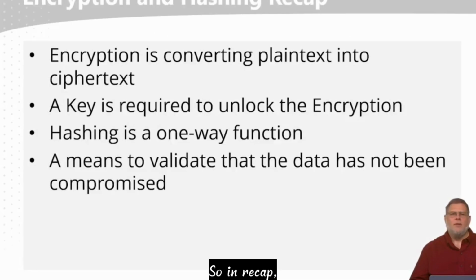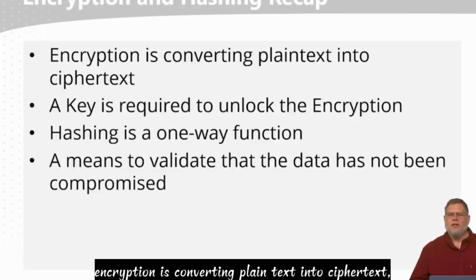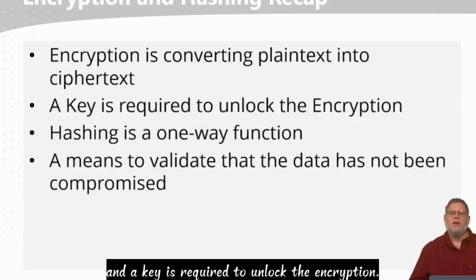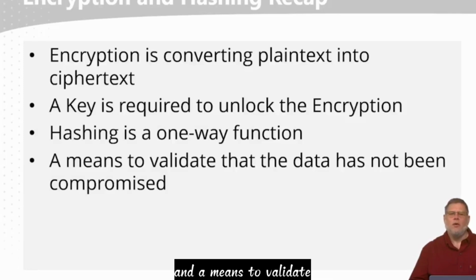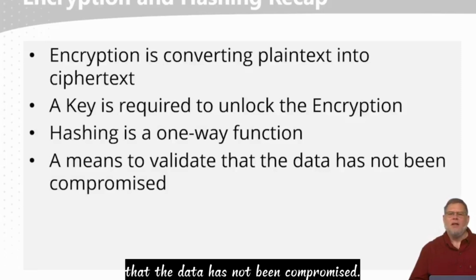So in recap, encryption is converting plain text into ciphertext, and a key is required to unlock the encryption. Hashing is a one-way function and a means to validate that the data has not been compromised.